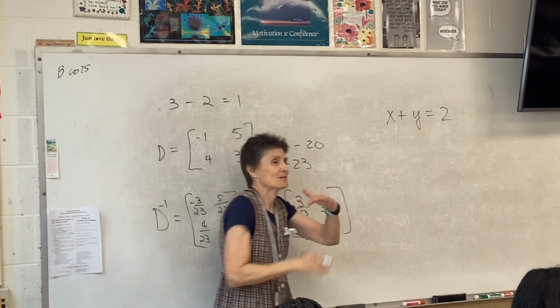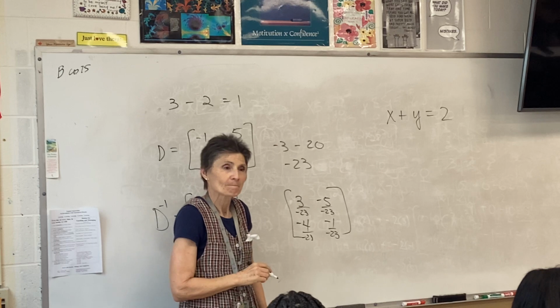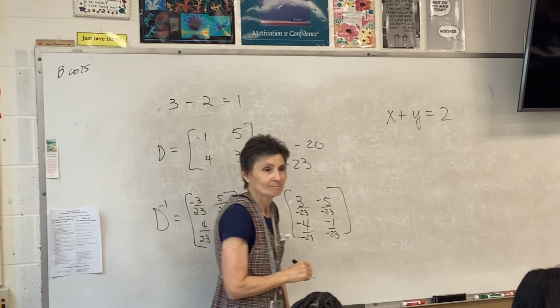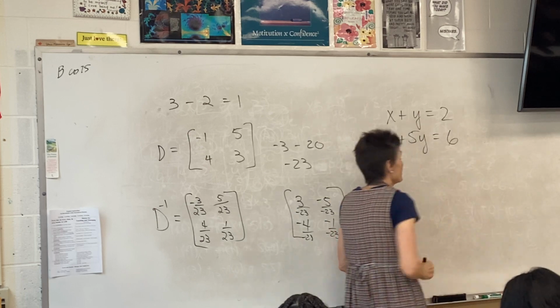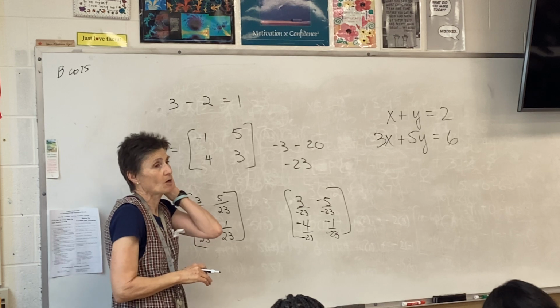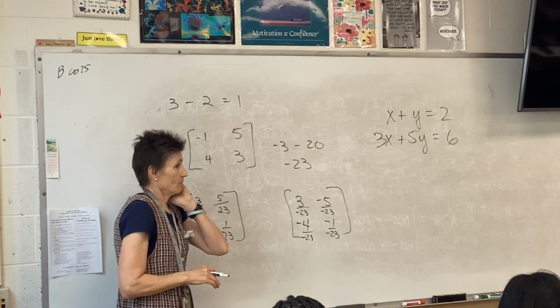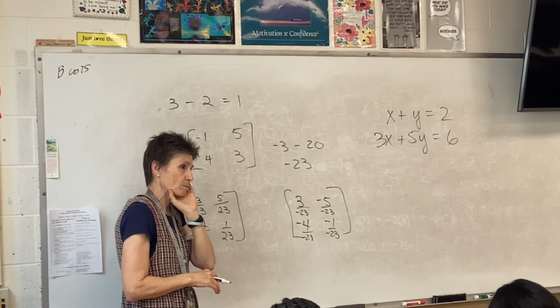Somebody give me one now that's not quite that simple. Emma. 3x plus 5y equals 6. All right, there we go. So simple. So totally random, and we're gonna use Cramer's rule now to solve it. You could substitute, you could eliminate, but we're gonna do Cramer's rule.